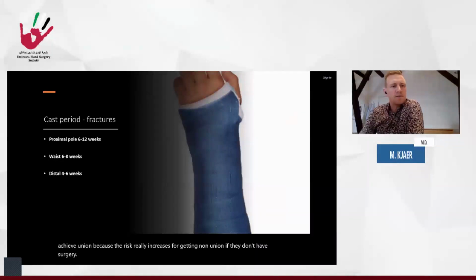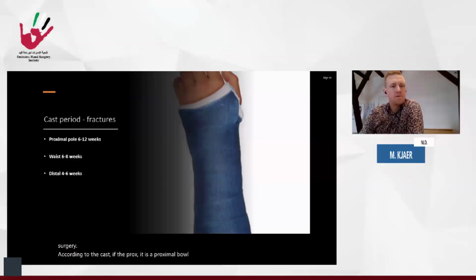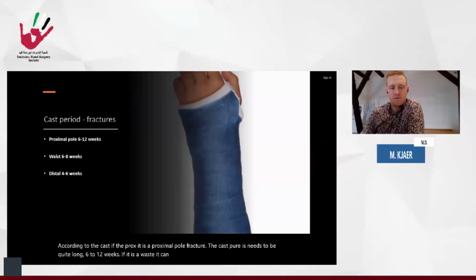According to the cast, if it is a proximal pole fracture, the cast period needs to be quite long, 6 to 12 weeks. If it is a waist, it can be a shorter period, 6 to 8 weeks, and the distal pole can be treated with only 4 weeks of cast.